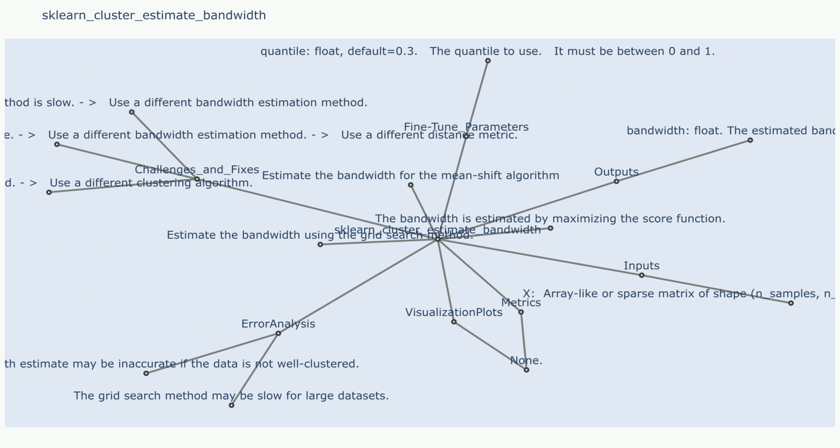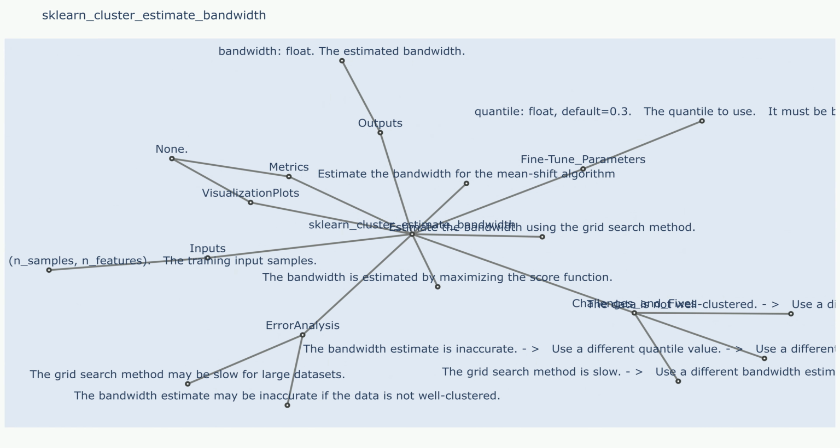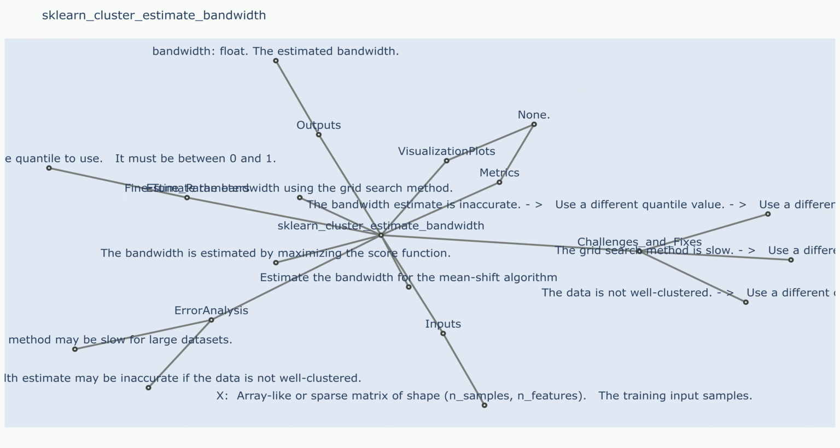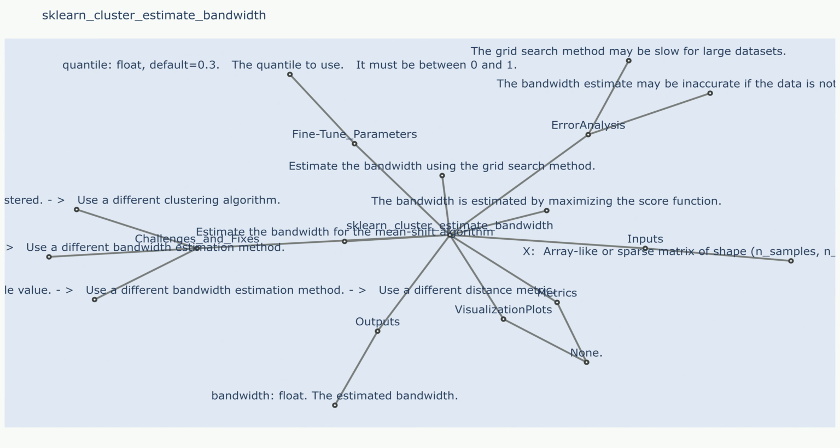Steps: the function first calculates the pairwise distances between all data points in X. The quantile of these distances is then calculated using the specified quantile value. The bandwidth is estimated as a multiple of this quantile, where the multiplier is determined by the number of samples used. Metrics: silhouette score measures how well each data point is assigned to its cluster.